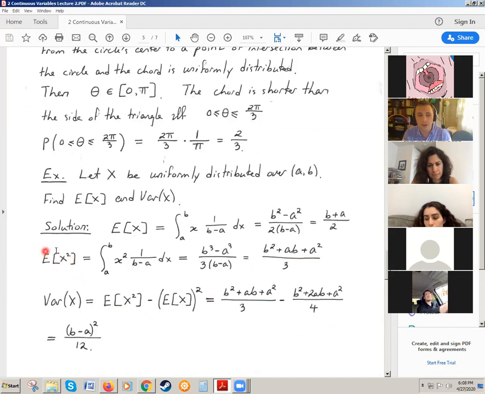I need to first know what's the expected value of x squared, and that's just the integral from a to b of x squared times 1 over b minus a, which ends up being b cubed minus a cubed over 3, and I have to divide it by b minus a. Now we can factor a difference of cubes. It would be b minus a multiplied by b squared plus ab plus a squared. So b minus a crosses out, and the expected value of x squared is this formula here.